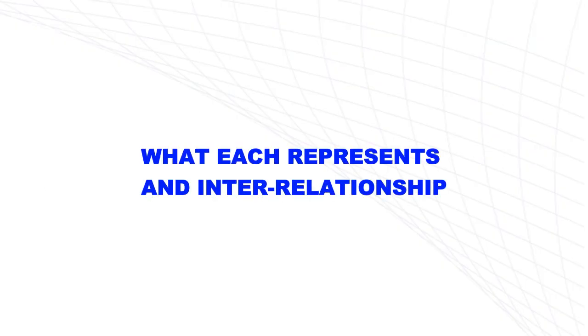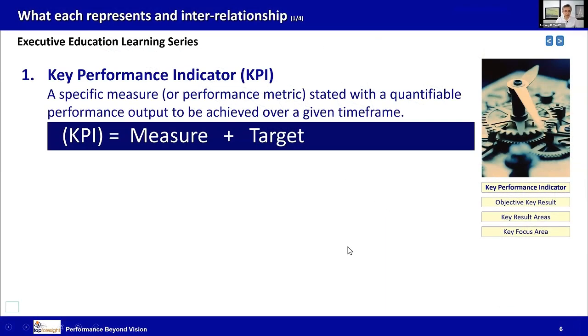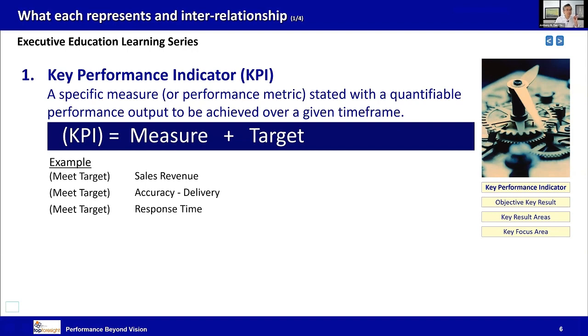I will start with KPI, key performance indicator. What is a key performance indicator? First, once we clear the definition, then I think we have a better understanding. A key performance indicator, the simple definition, must have two components. You must have a measure and you must have a target. So let's go into the definition. That means to say sales revenue is not a KPI. Accuracy of delivery is not a KPI. Response time is not a KPI.